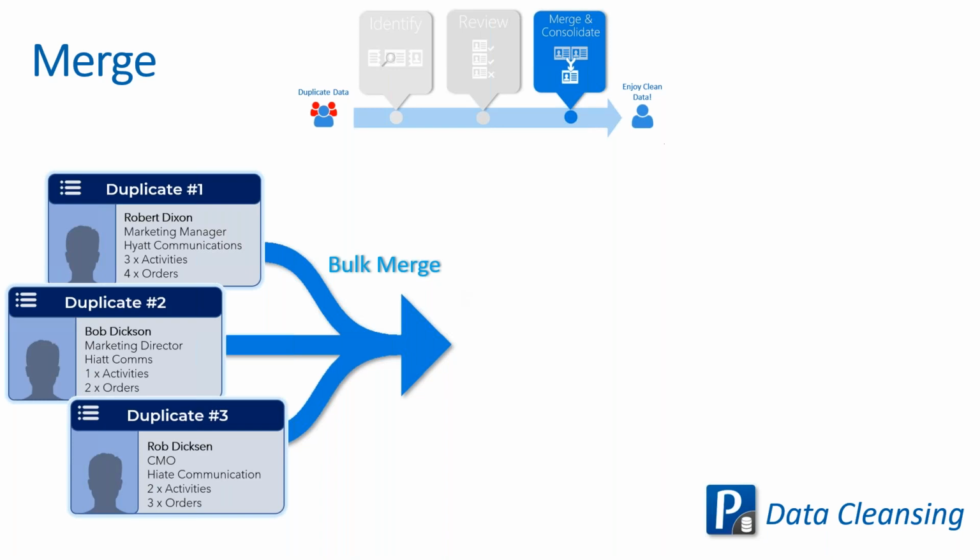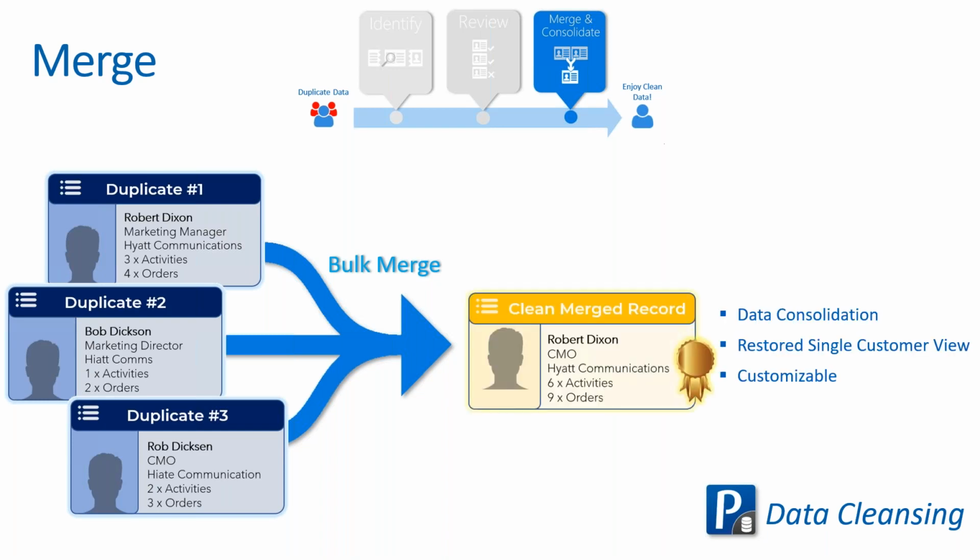Now, any missing data or null values in the surviving record will be populated by any data found in the duplicates, consolidating that data, resulting in really restoring that single customer view and even making a better record when we're all said and done. And the duplicates will either be deactivated or deleted. That's completely your customer's choice. And keep in mind that the merge rules are customizable, like we talked about, so there's really a lot of flexibility that can be done.